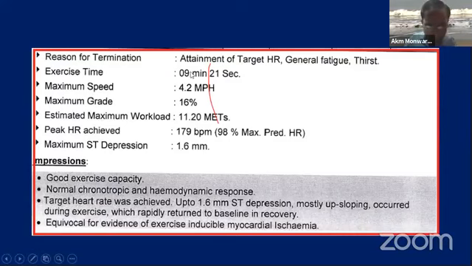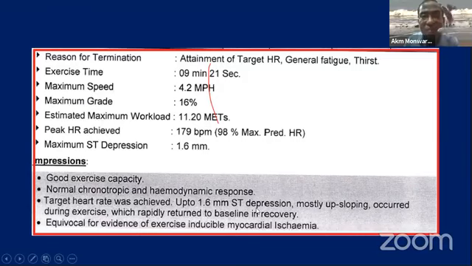Like here the patient has attained target heart rate and he complained of general fatigue and thirst. Exercise time was 9 minutes 21 seconds. And ultimately he performed more than 11 METs. Maximum ST segment depression was 1.6 millimeter. So the impression was good exercise capacity, normal chronotropic and hemodynamic response. Target heart rate was achieved. Up to 1.6 millimeter ST depression, mostly upsloping, occurred during exercise, which rapidly returned to baseline in recovery.